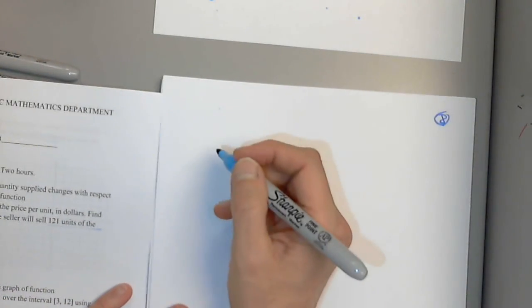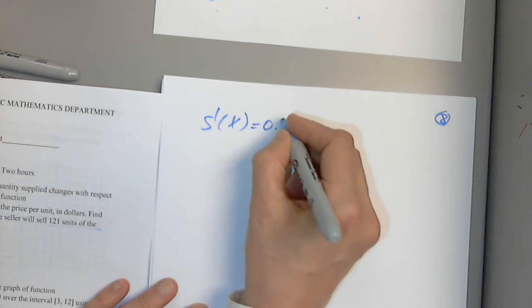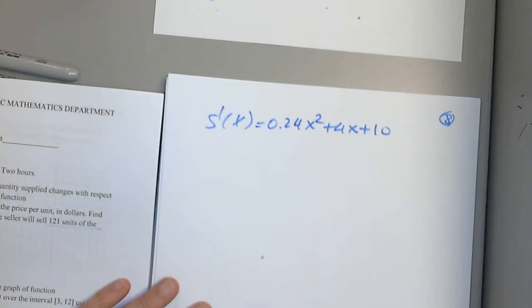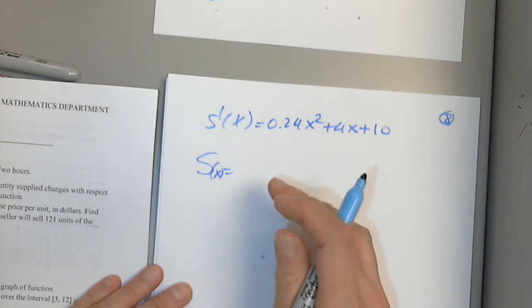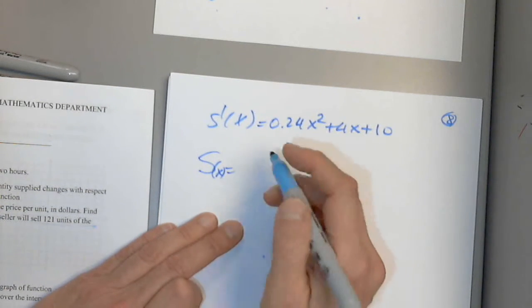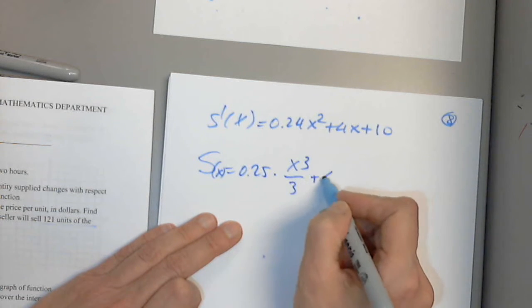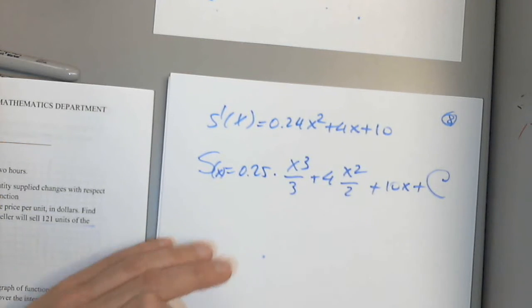Let's start with number 1. In number 1, we have s prime of x equals 0.24x squared plus 4x plus 10. Find the supply function. So I'm asking myself, which function prime is x squared? x to the third over 3, plus 4x squared over 2, plus 10x, plus a constant c.